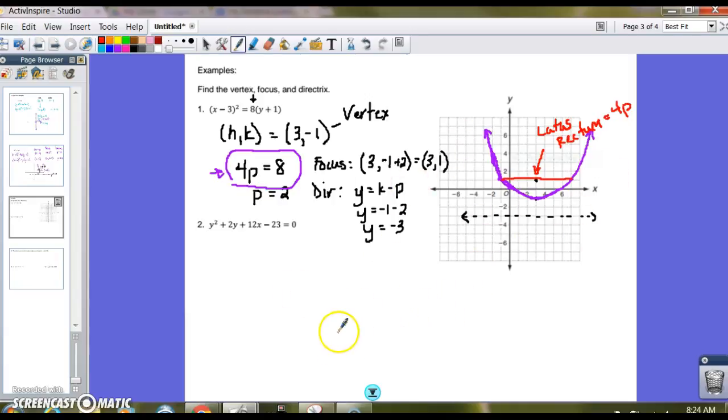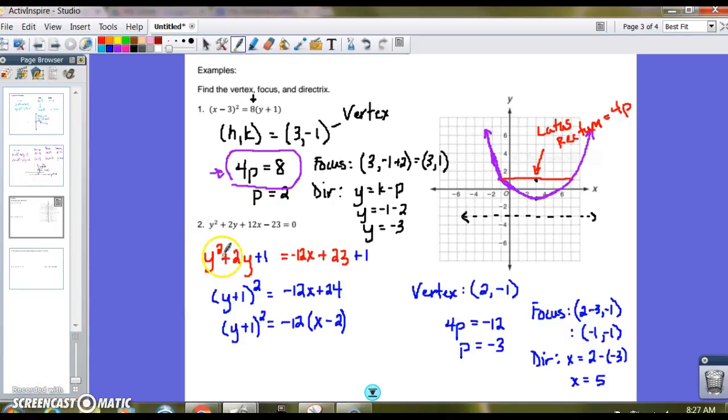Okay, let's look at the second problem here. What we need to do is complete the square. So I'm going to pause the video and do that. Why don't you pause the video and do that as well? Okay, so here is when you complete the square. Because only y is squared, you're only completing the square on one variable. You want to keep the y squared and the 2y on one side of your equation, and move the 12x and the negative 23 to the other side.